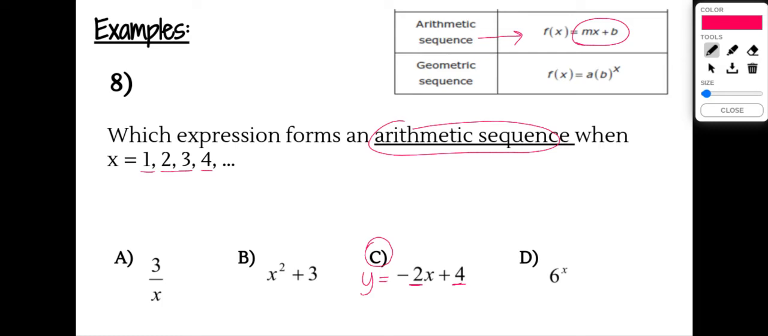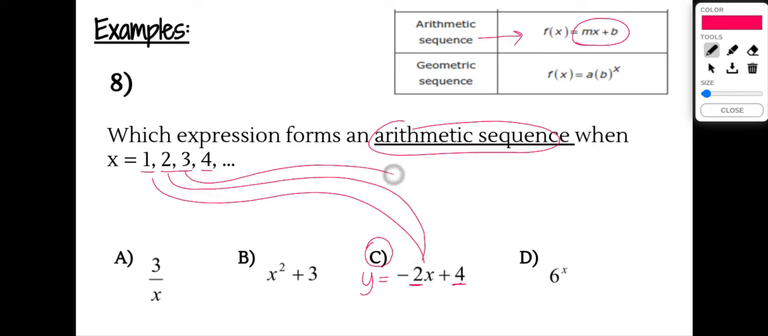Now, if you were actually to plug in these x values into this expression for x, you're going to see that it's going to give you an arithmetic sequence, a sequence of numbers that have an add or subtract pattern. But I wouldn't even need to do that. I could just use my formula sheet to figure it out.